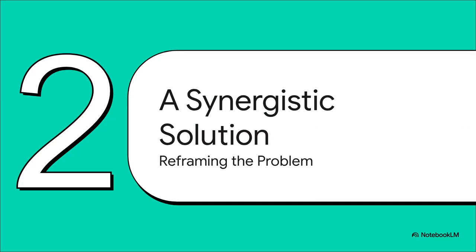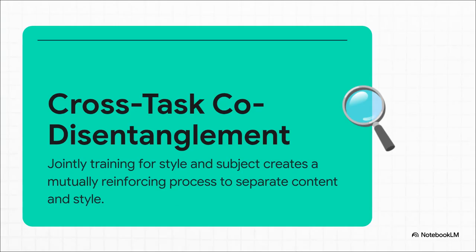But here's where things get really interesting. The core innovation behind USO isn't some newfangled transformer block or a clever activation function. Nope. It's a fundamental reframing of the entire problem, from seeing it as a trade-off to seeing it as a synergistic partnership. And that brings us to the core idea here, cross-task co-disentanglement. It's a bit of a mouthful, but the hypothesis is actually super elegant. It asks, what if training for style and subject aren't conflicting tasks at all? What if they actually help each other?